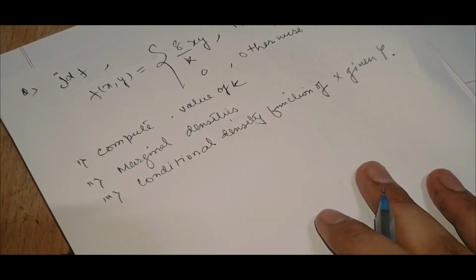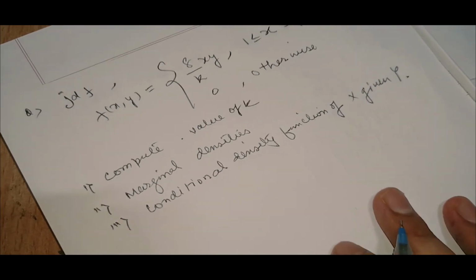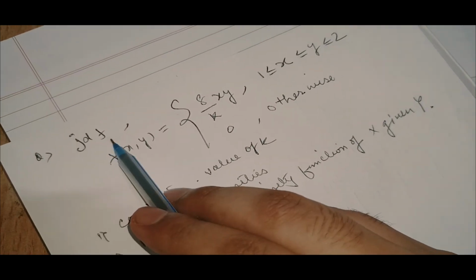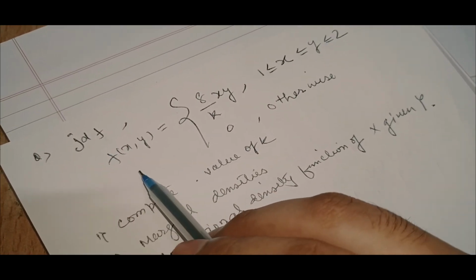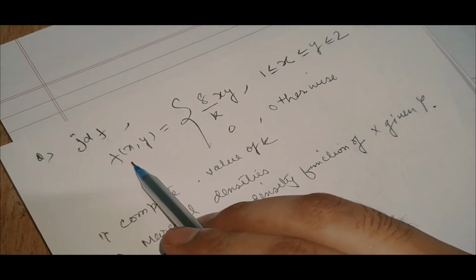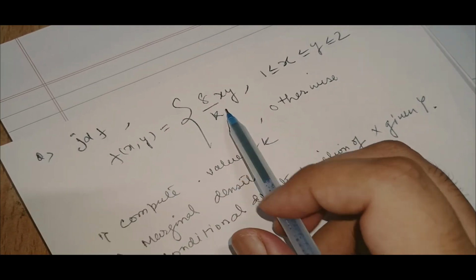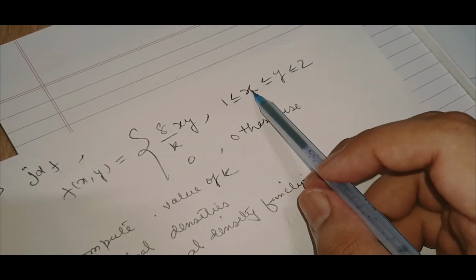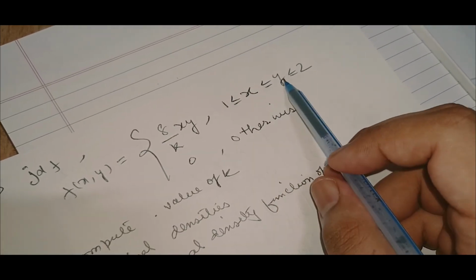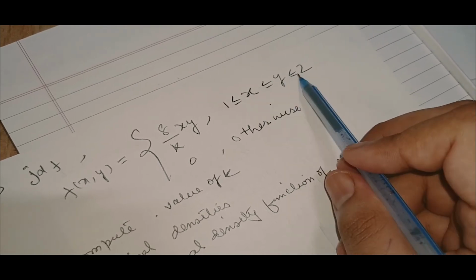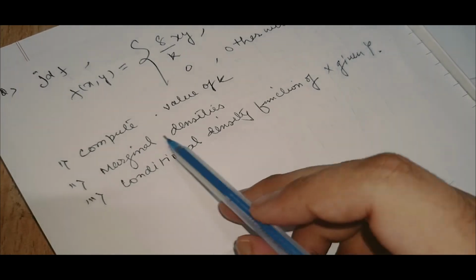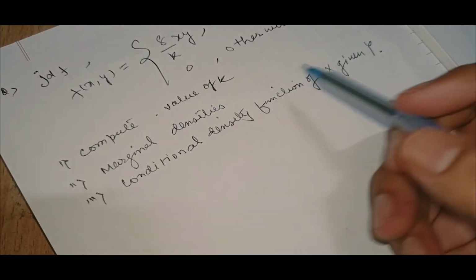Now let us move to the continuous type of problem. In this type of problem, we would be given a joint density function for the continuous type, that is f(x,y). It is equal to 8 by k into xy, where x varies from 1 to y and y varies from x to 2, or simply 1 to 2, and 0 otherwise. So the first question is to compute the value of k.